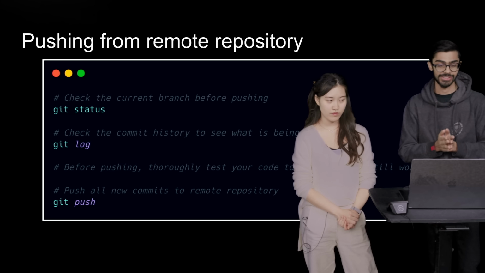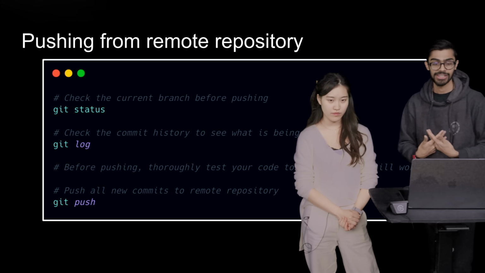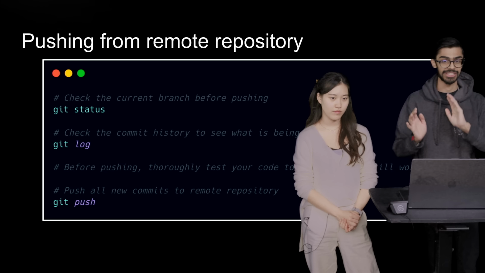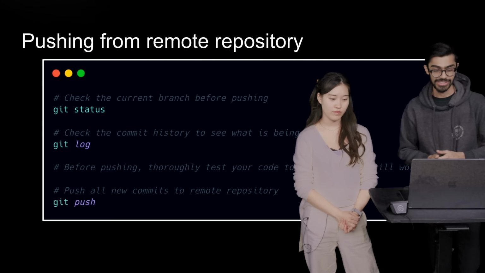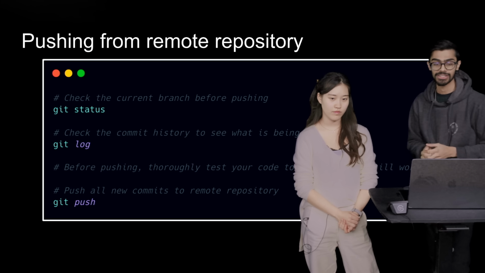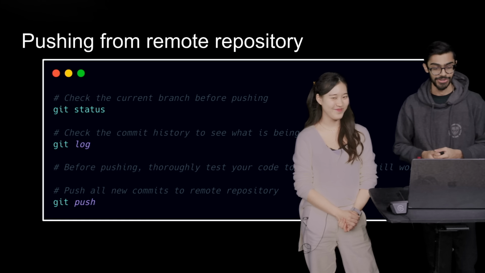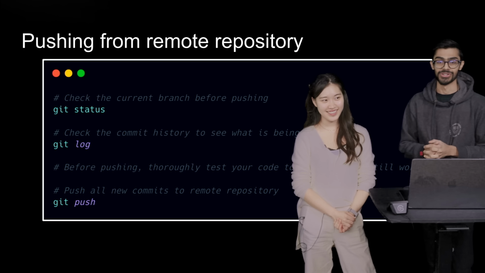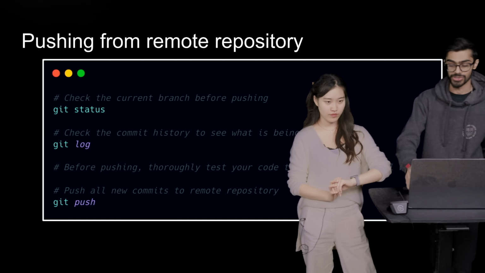And then we've got a couple of commands here that you can use. You can do git status. Again, this is important to check the current branch because you want to make sure that you're committing to the correct branch that you're supposed to be working on. You can use git log to check the commit history. And before you push, you should thoroughly test your code, to reiterate that. And then obviously the git push command, which allows you to push all of these new commits and new changes to your remote repository.